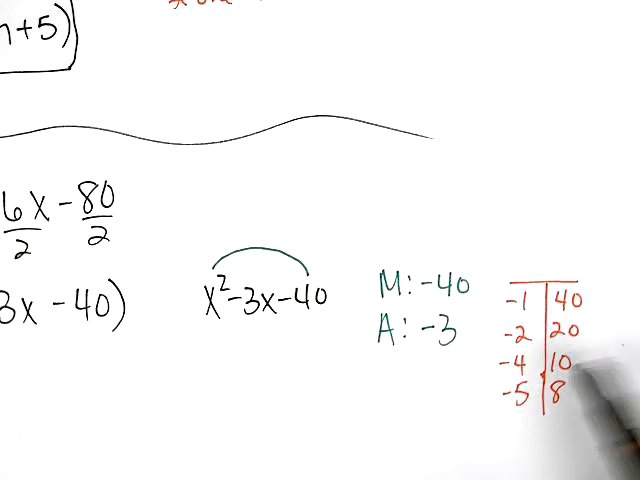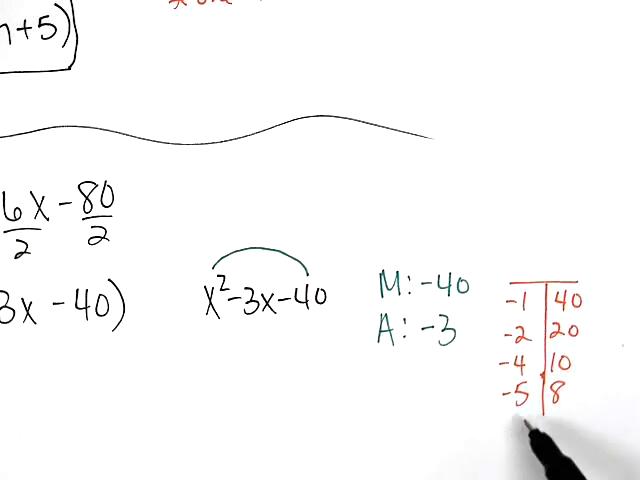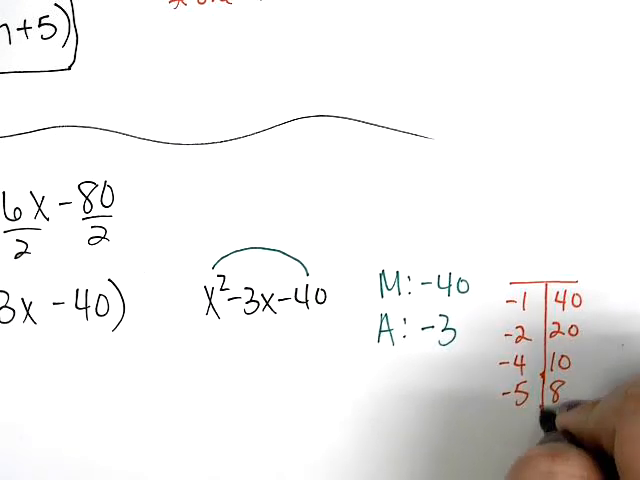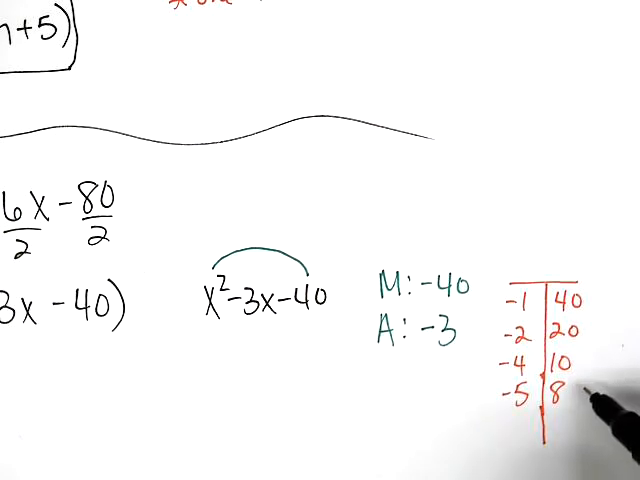Well, I know I can switch the negatives around on all of those. Negative 5 plus 8 would give me a positive 3, which means I've got the right numbers but the wrong sign. So I'm going to make it a positive 5 and a negative 8. And if I add those together, that gets me my negative 3 that I want.